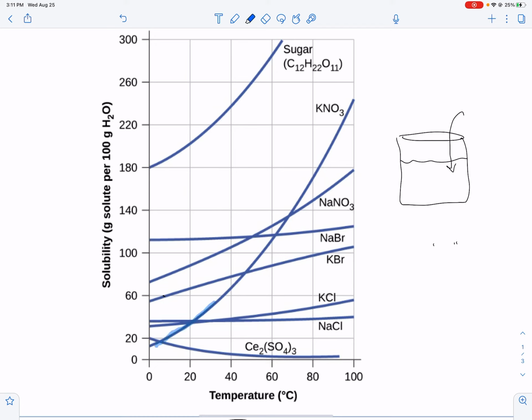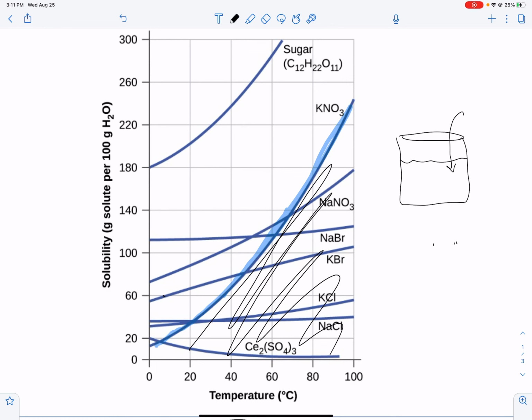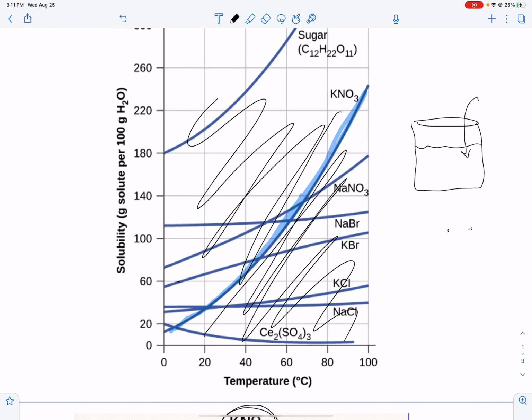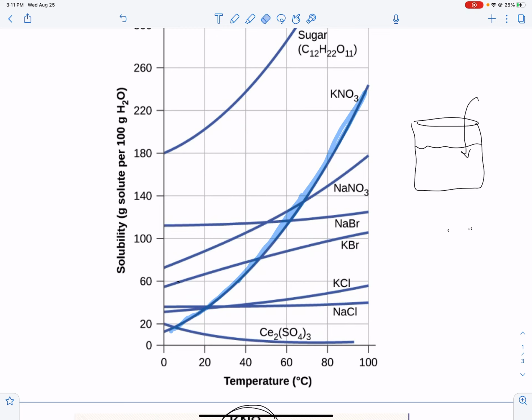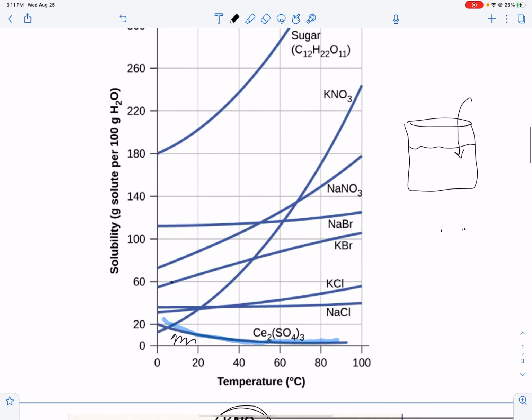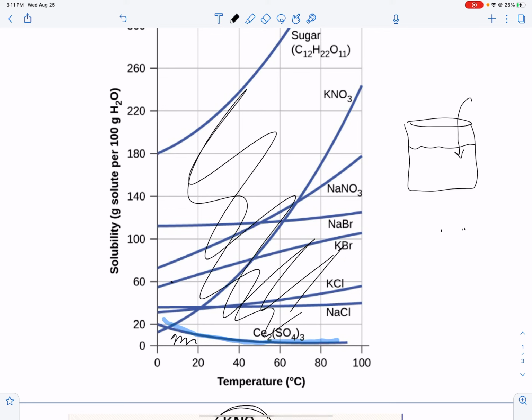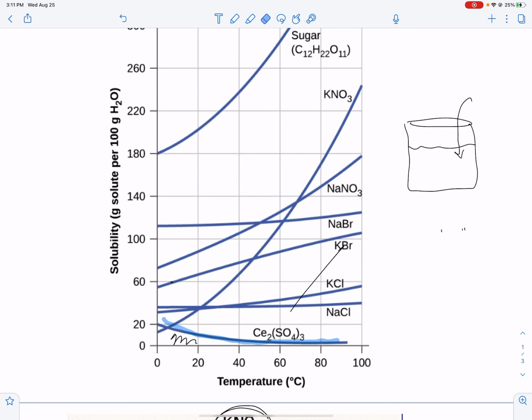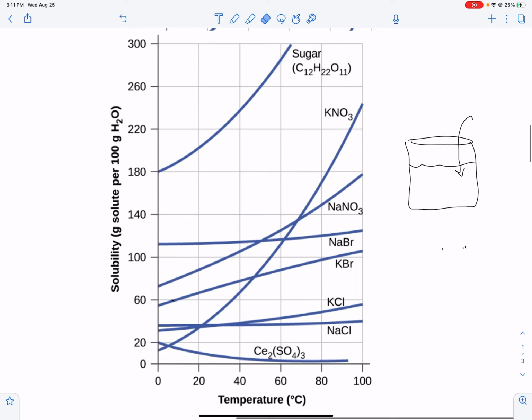So for example, we were just looking at KNO3. That's this line. We pretend the rest of the lines aren't there, and we know that this region is the unsaturated, that this region is the supersaturated, and on the line is the saturated. If we jump to something else, like this line over here, we ignore everything else and we know that this is the unsaturated and everything above is the supersaturated and on the line is the saturated. So don't let it throw you if you see multiple lines or multiple curves. You ignore the one you're not looking at.